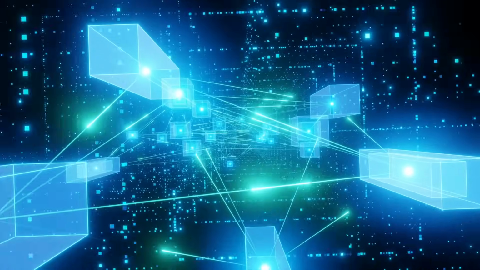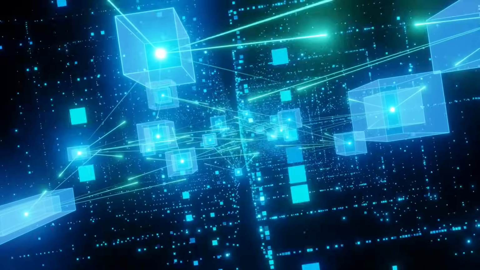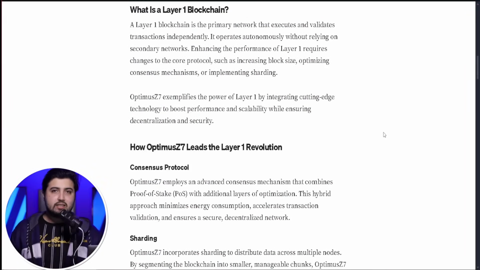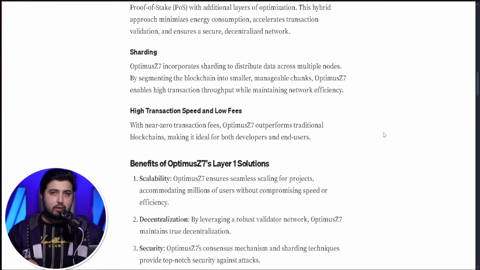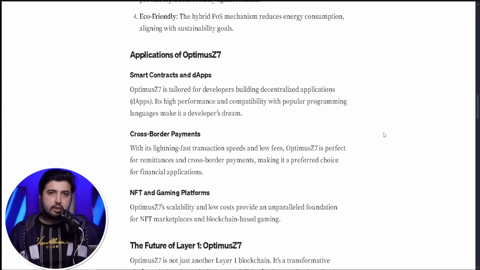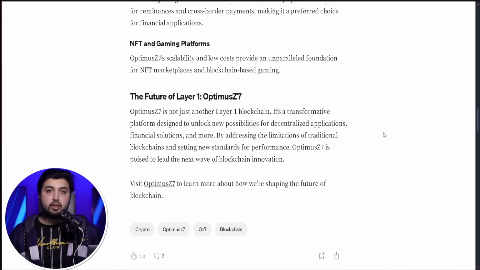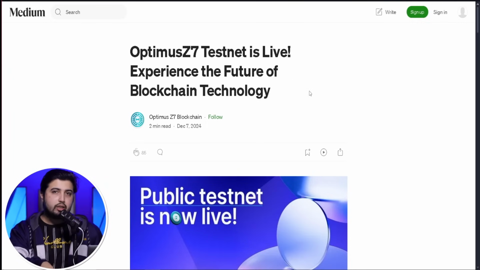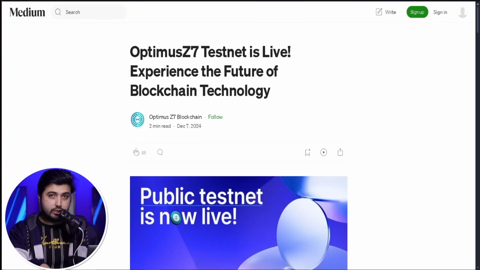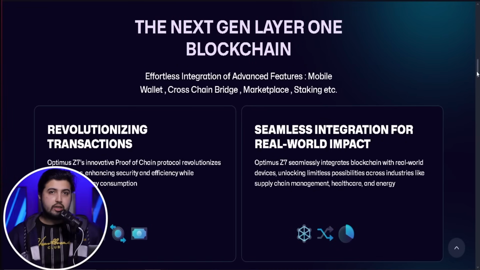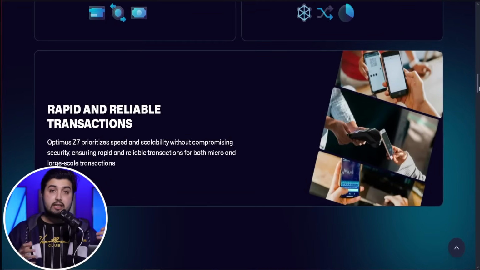Another key purpose is to explore new possibilities in how blockchain can be applied across industries, whether it's enhancing the efficiency of supply chains, safeguarding patient privacy in healthcare, or building secure IoT networks. This blockchain is positioning itself as a game changer.